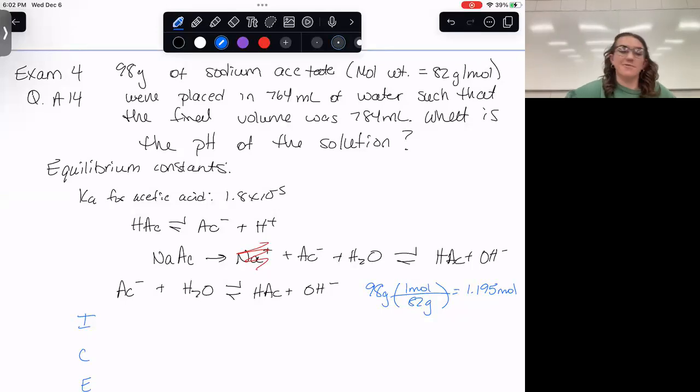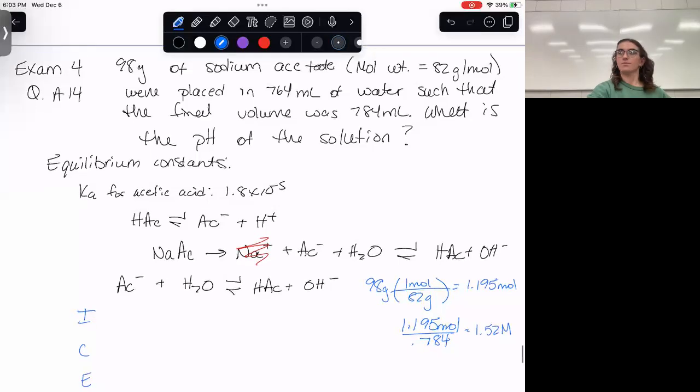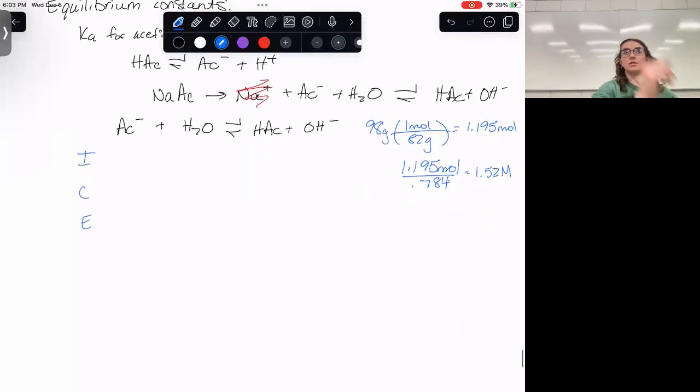You would divide by your final volume. So by that 784, and we get 1.52 molar. Where does that 1.52 go? Yep, that goes into our AC minus initial concentration.